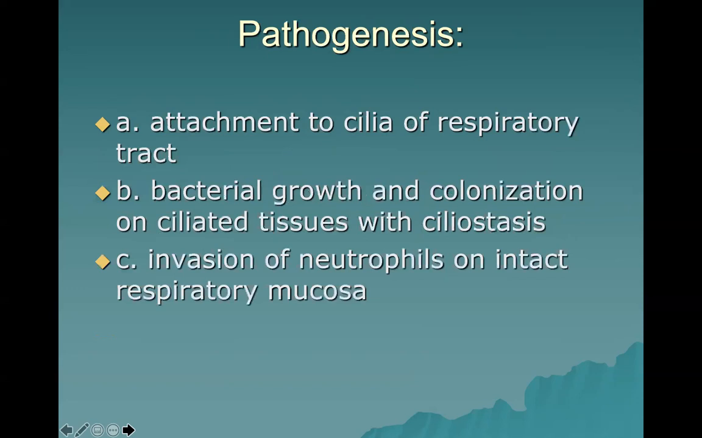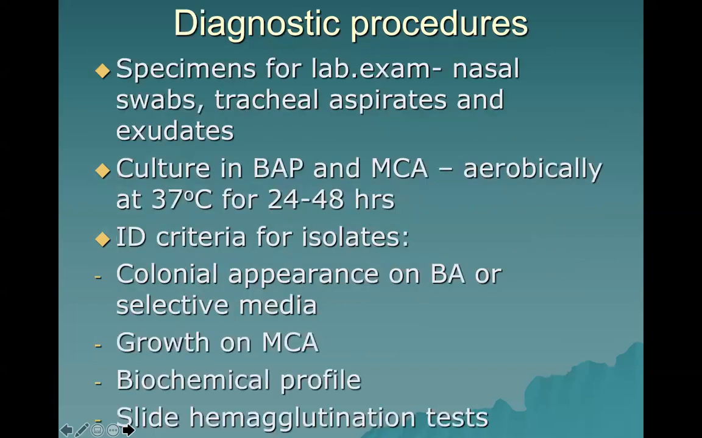For the pathogenesis, the organism must attach to the cilia of the respiratory tract, wherein it is known to cause ciliostasis or paralysis of the mucociliary apparatus, when the organism grows and colonizes on ciliated tissues, followed by invasion of neutrophils. So there is inflammatory cell migration, especially of neutrophils, on the intact respiratory mucosa.